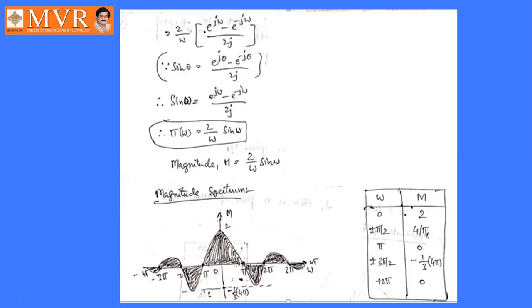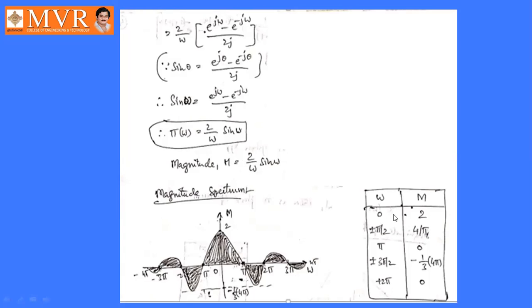This is in the form of e power j theta minus e power minus j theta by 2j, that is sin theta. So that it will become sin omega. So it is 2 by omega into sin omega. So the magnitude is 2 by omega into sin omega. There is no imaginary term here, so there is no phase spectrum. Only we have the magnitude spectrum.